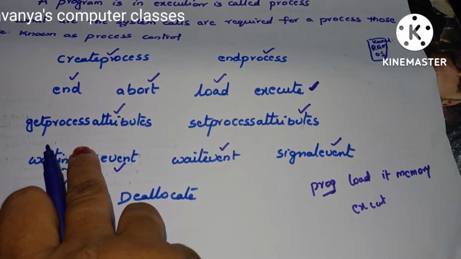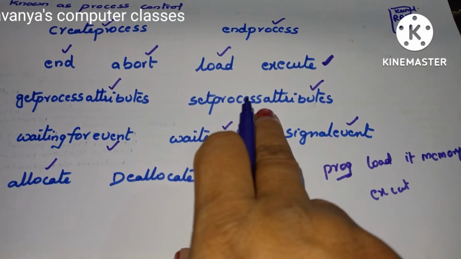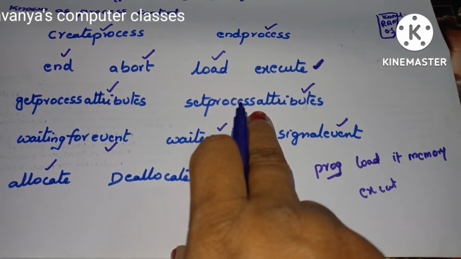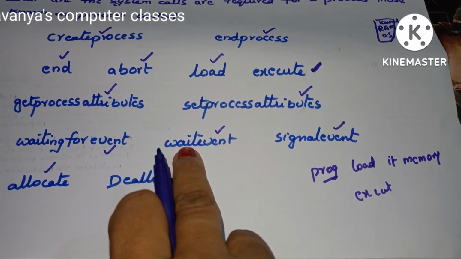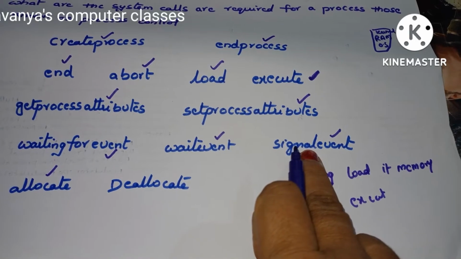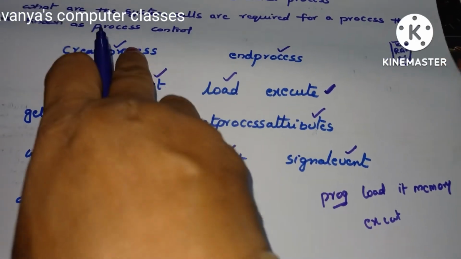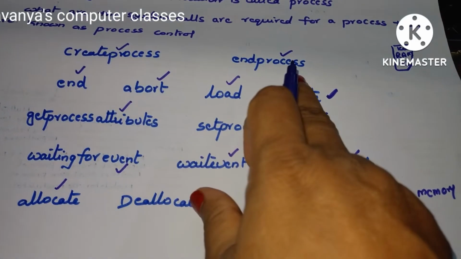If you want to use any attributes, use get process attributes. If you want to change any attributes, we require set process attributes. If the process is waiting for an event, we need the wait event system call. When it is ready to execute, that is called signal event. If you want to create any child process, we use the create process system call.